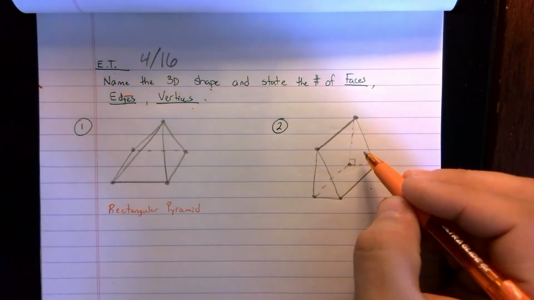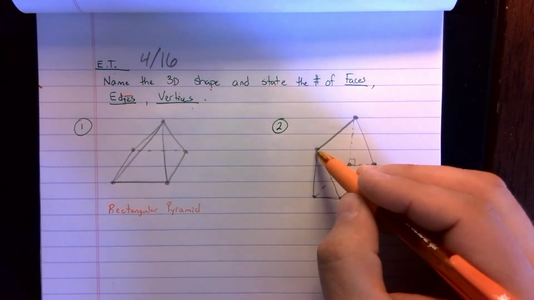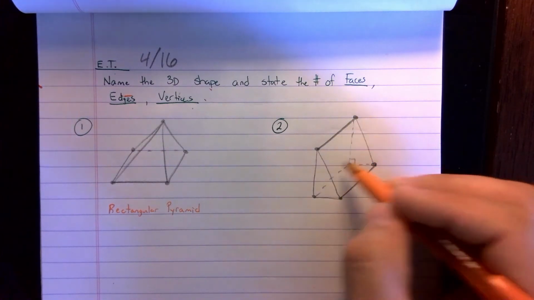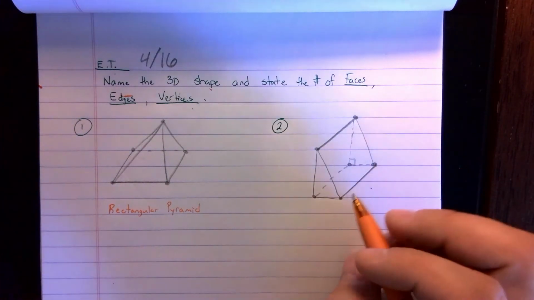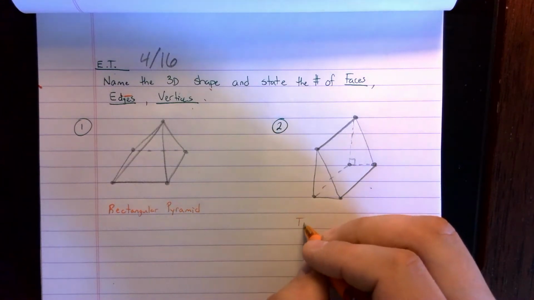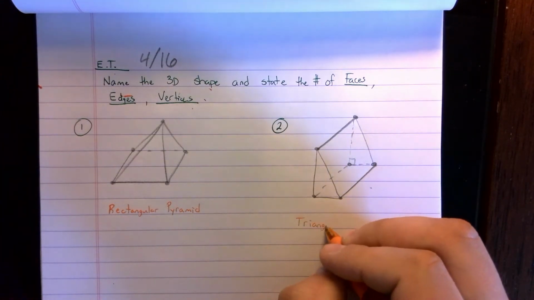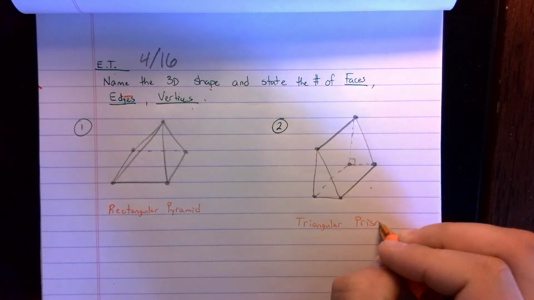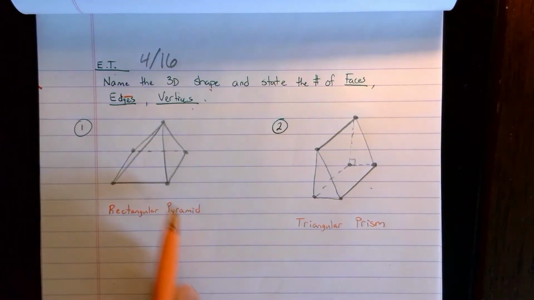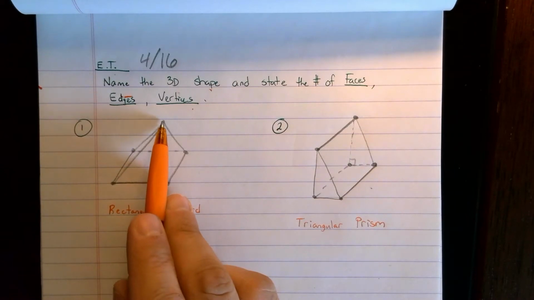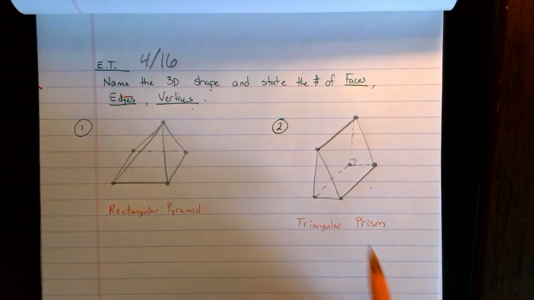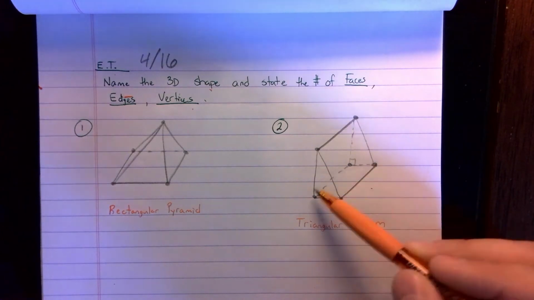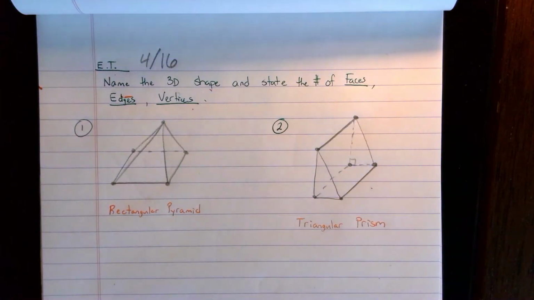This one is not a pyramid. This one has two bases. The two triangles on the ends are your two congruent and parallel bases. So this would be called a triangular, named by the shape of the base, triangular prism. So in general, pyramids, one base with one single vertex across from it. Prisms have two bases that are parallel and congruent. Congruent meaning same shape and size.